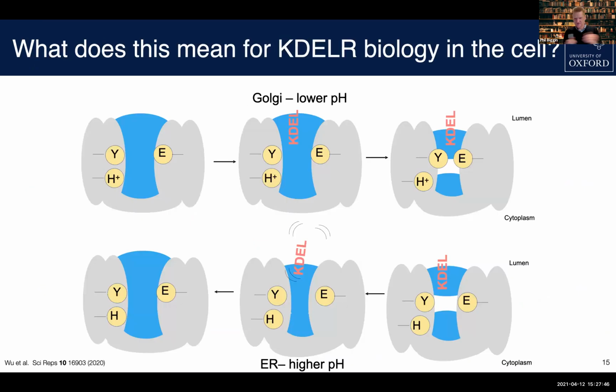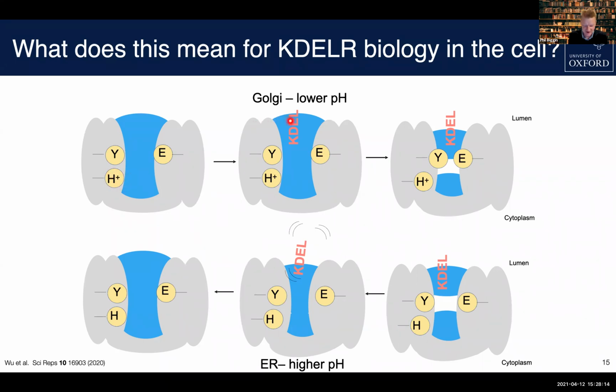So I've told you a few things, and let's just pause at this point and think about what that actually means so far for how we think the KDEL receptor works in the cell. The idea is that you start off in the Golgi, remember on the right-hand side of that first slide I showed you. And if you remember, there's a slightly lower pH in the Golgi, so we think this histidine will likely be protonated.